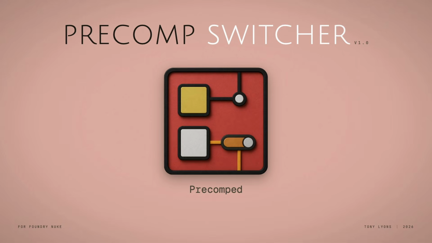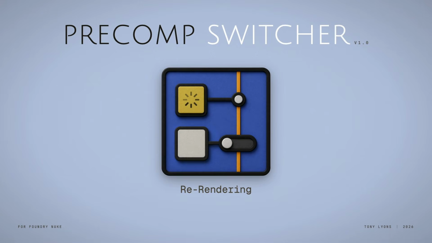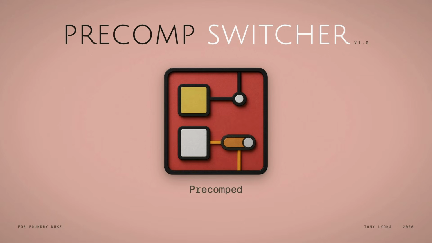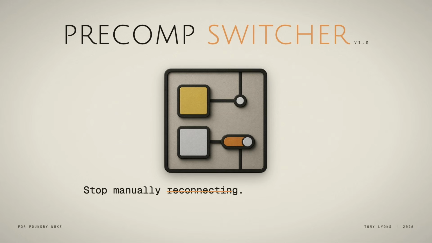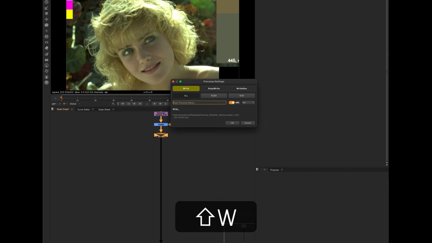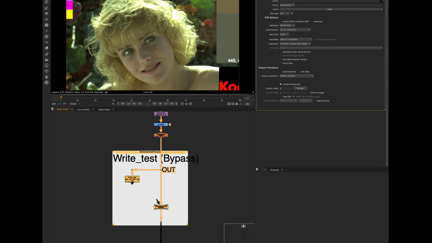Making precomp renders is a common part of every compositor's workflow, and manually reconnecting nodes can be time-consuming and error-prone, and that's the problem Precomp Switcher is trying to solve. The Precomp Switcher allows you to quickly make a precomp setup.